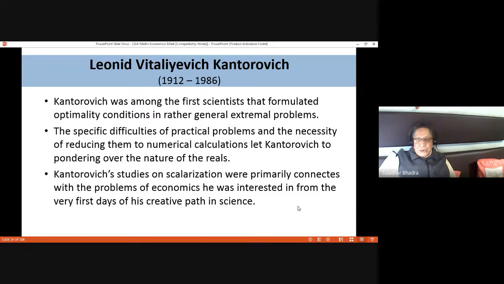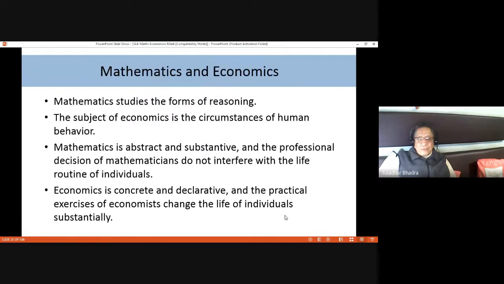He was interested in science from the very first days of his creative part. Mathematics and economics. Now I'll go to the topic, so I'll leave it to mathematics. Go to mathematics and economics. Mathematics studies the forms of reasoning. The subject of economics is the circumstances of human behavior.